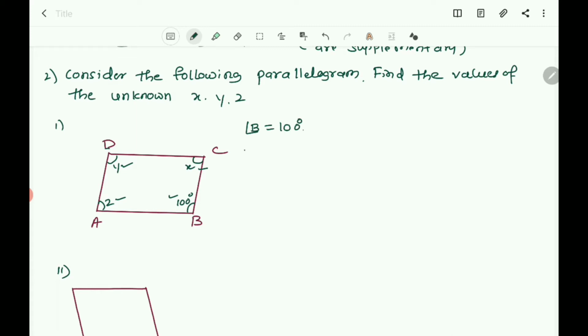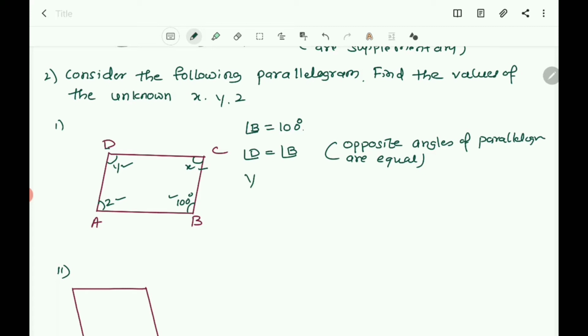Then you know that angle D is equals to angle B. Why? Opposite angles of parallelogram are equal. Therefore, you can add here D is taken as Y. Therefore, Y is equals to how much? 100 degree. As angle B is 100 means angle D is also 100. So, you got Y is equals to 100.